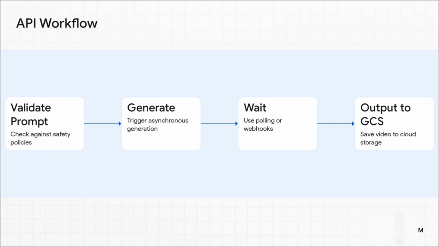First up, prompt validation. This ensures your prompt doesn't violate safety policies, which saves you from wasting time and money on a failed render. Second, you trigger the asynchronous generation. Third, rather than totally freezing your app while it thinks, you use polling or webhooks to just wait for a completion signal. And fourth, the final video drops securely into your Google Cloud storage bucket. It's totally built for enterprise-scale automation.